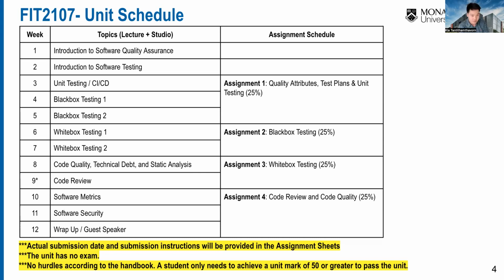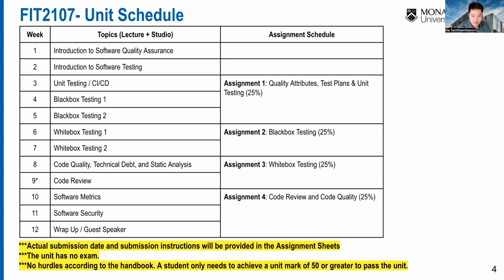All right. For this unit, the nice thing is that there's no exam. So we have only 4 assignments within the semester. The first one is about the quality attribute test plan and unit testing. We expect to release assignment 1 roughly at the beginning of week 3. But if we can do it by the end of week 2, that would be great as well. So it depends. We are working on it at the moment.